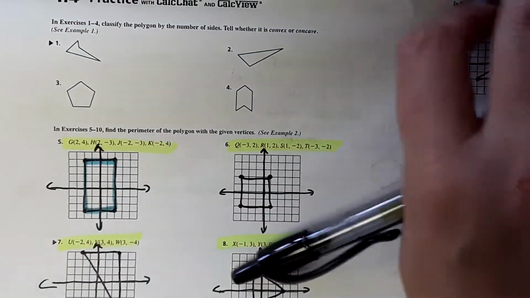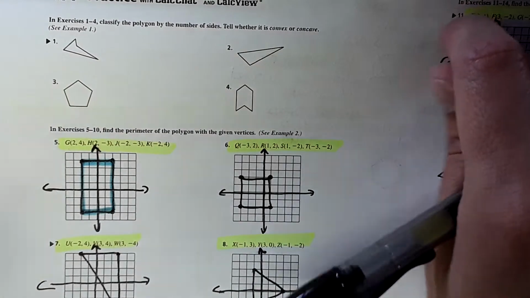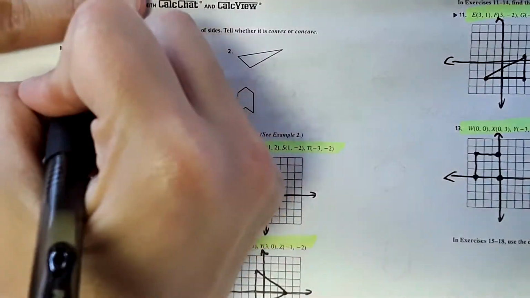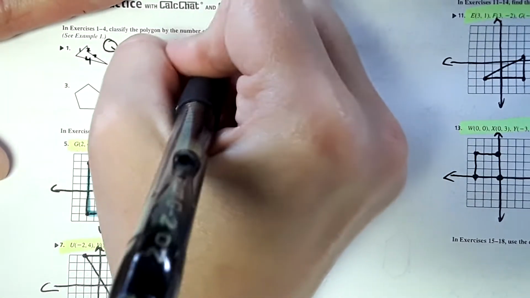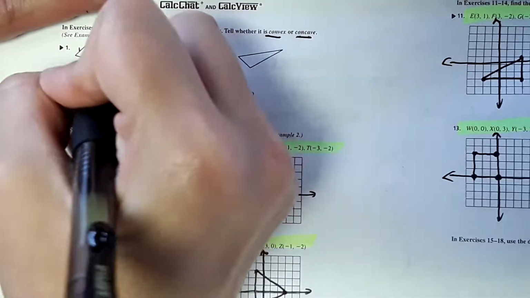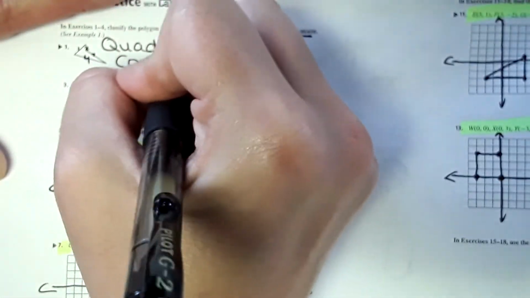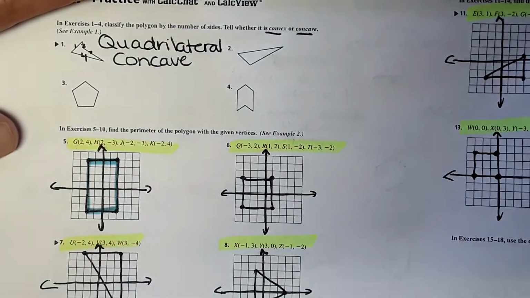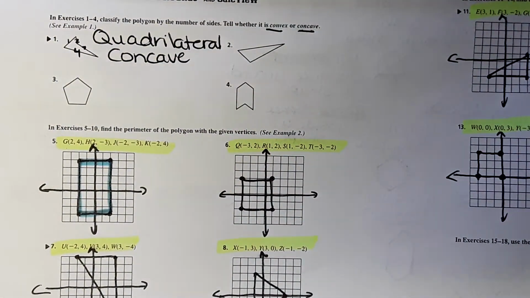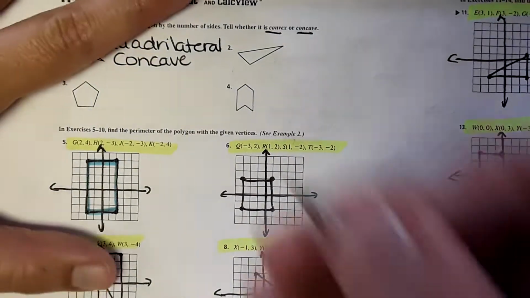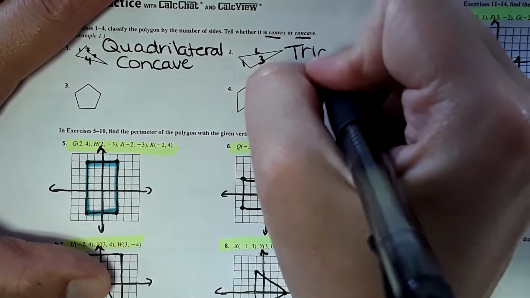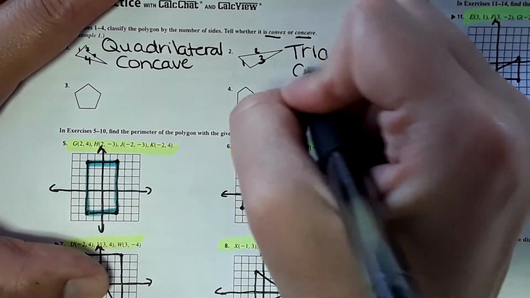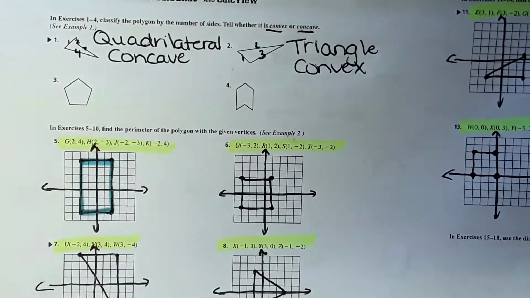We have some more practice on classifying the shapes. Classify it by the number of sides. We have 1, 2, 3, 4 sides, so this would be quadrilateral. And convex or concave, it has a cave, so that would be concave. Number 2 has 3 sides, so we got a triangle on our hands. This would be convex because it doesn't cave.